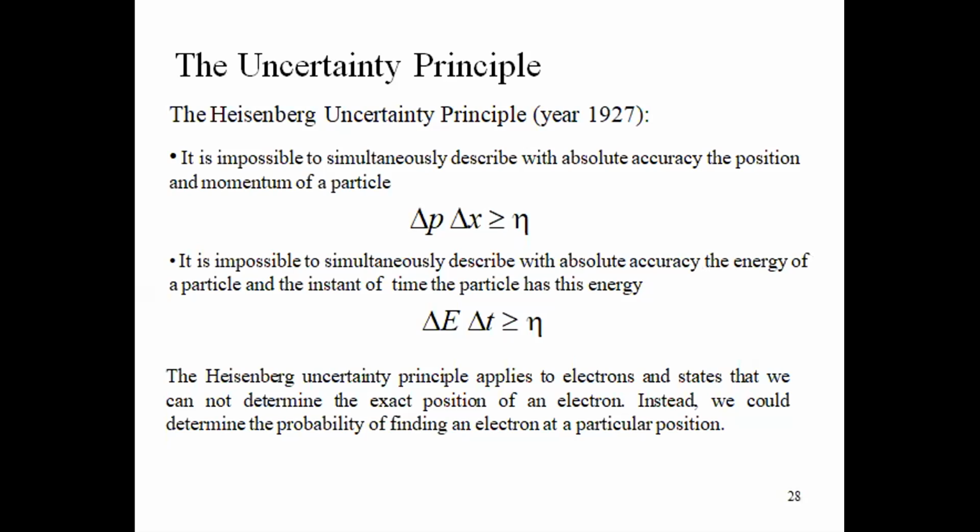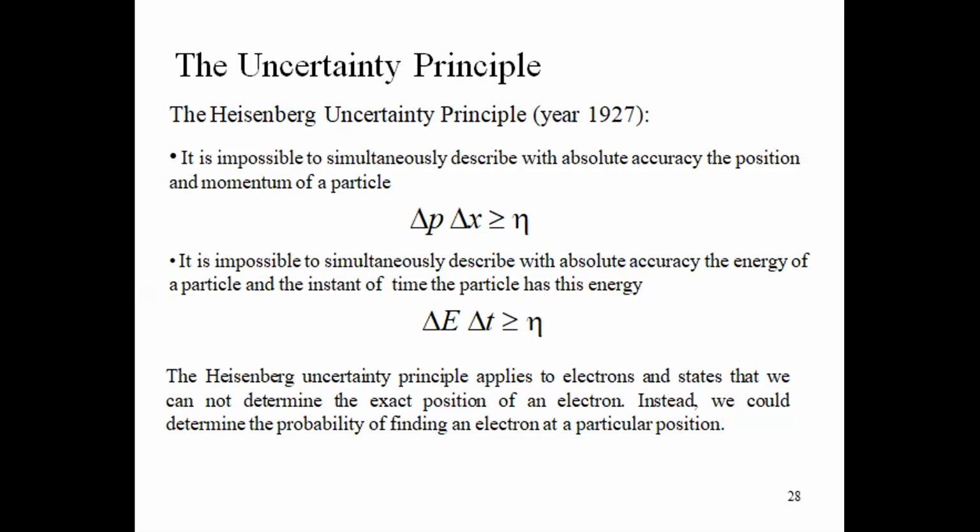Next, the uncertainty principle. The Heisenberg uncertainty principle: it is impossible to simultaneously describe with absolute accuracy the position and momentum of a particle. Delta P into delta X is greater than or equal to h cut, okay, it is greater than or equal to h cut by 2 pi. It is also impossible to simultaneously describe with absolute accuracy the energy of a particle and the instant of time.